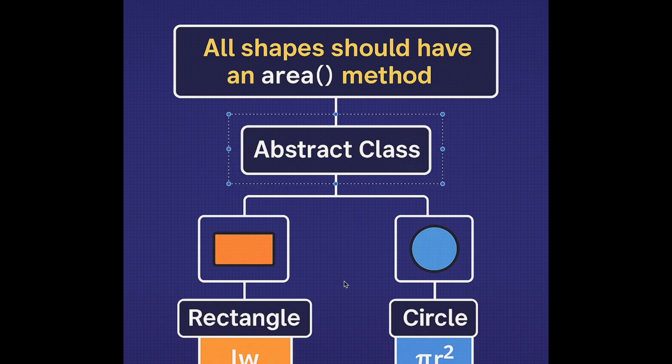Here as well, we know that we have to calculate the area of rectangle and circle, which would be the subclasses, but we also want to make it mandatory so the implementation is not incomplete. That is why we will create an abstract class and define the template, as in all the subclasses should have an area method, but we will not implement the formula or how it has to be calculated in the abstract class itself. So the definition will go here, but the implementation will be inside the subclasses. Let's move to code now.